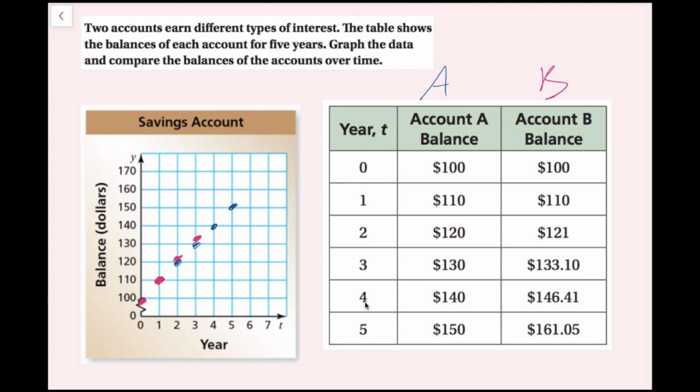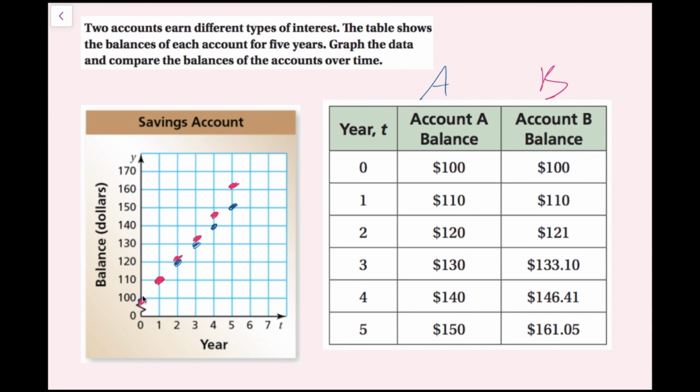Then I have 4, 146.41. So it'll be like that. And then I have 5, 161.05. So that'll be somewhere like there. All right. So it's kind of hard to tell, but you can see that it's not going to be a linear function because we do not have a constant rate of change.